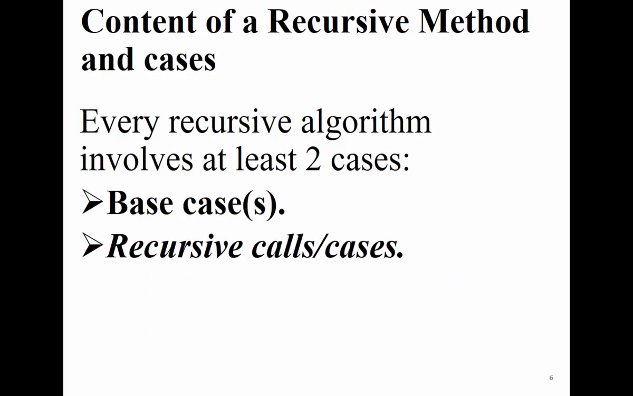For any recursive method, you should see at least one base case and at least one recursive call. Sometimes we have more than one recursive call, or more than one base case, but at least one base case and one recursive call.